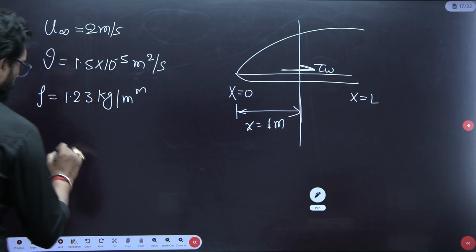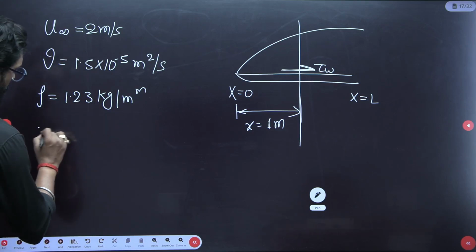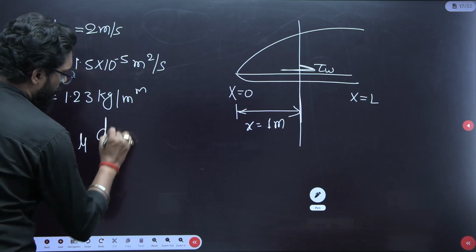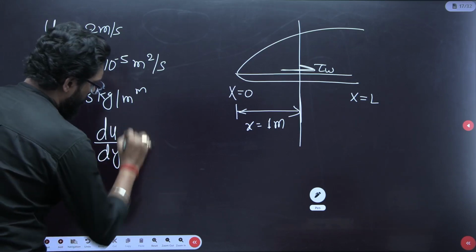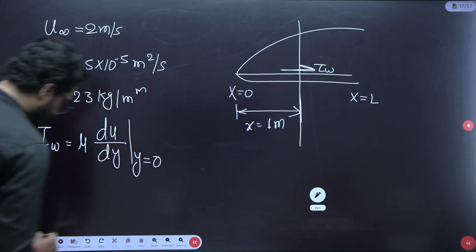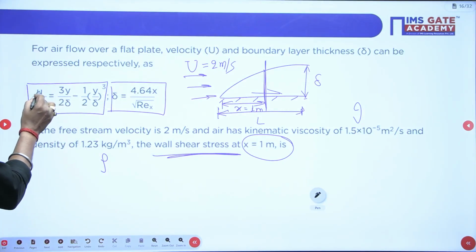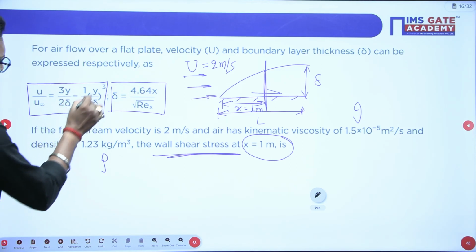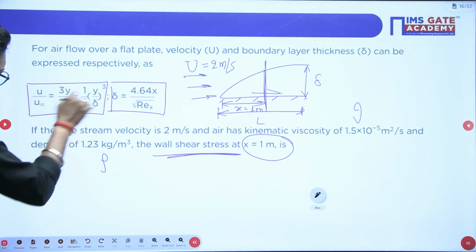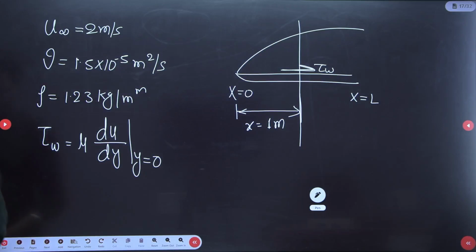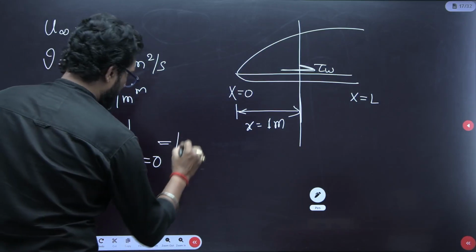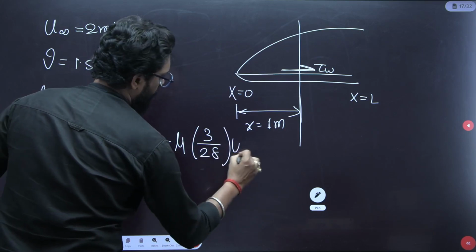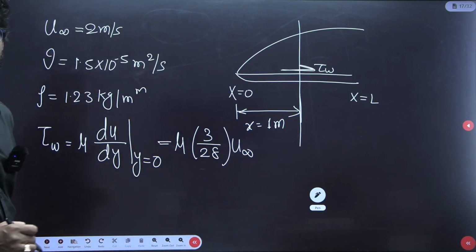Now, how to find the wall shear stress, my dear? We know that from Newton's law of viscosity, wall shear stress is equal to mu du over dy at y is equal to 0. Now, the velocity profile is given: u by u infinite is 3y by 2 delta minus 1 by 2 (y by delta) cubed. So you have to differentiate this equation. Once you differentiate, the value is 3 by 2 delta into u infinite. This is your wall shear stress. Just differentiate.